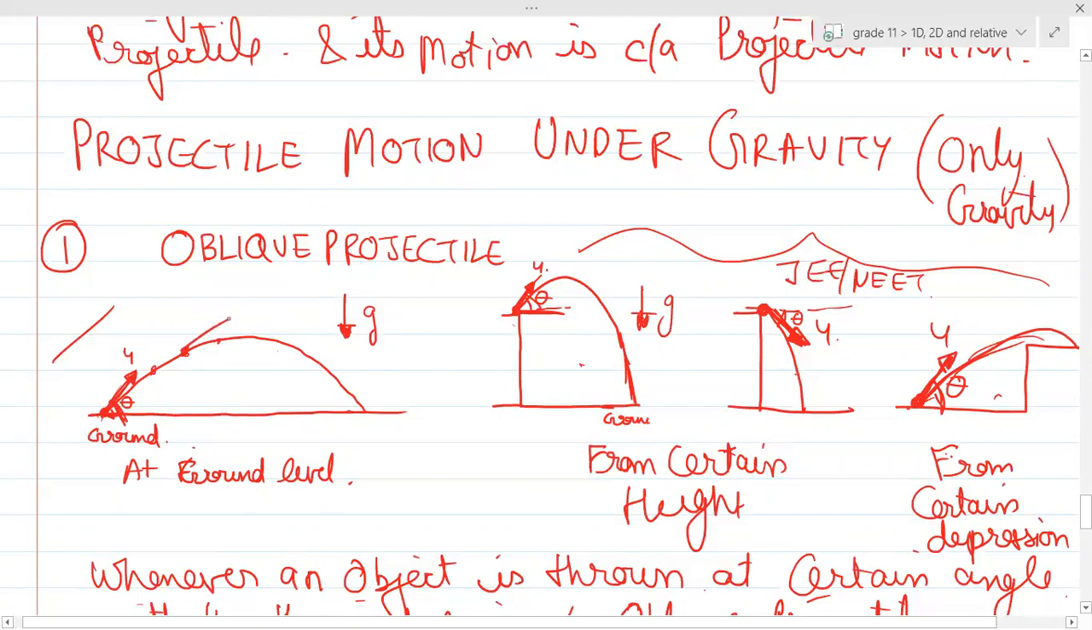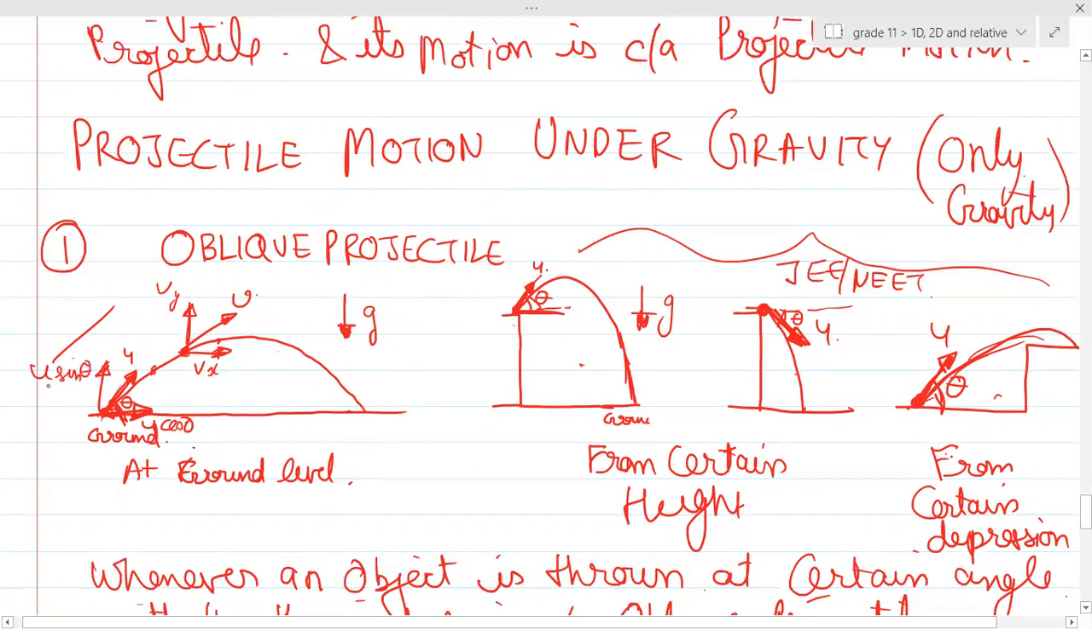If I draw the velocity vector at this point, I can break it into two components, Vx and Vy, right? Can you see Vy is in the direction of g, it is in the same dimension as g. They are in opposite directions, but both are acting along the vertical. Hence Vy and g are in the same dimension, whereas Vx and g are always perpendicular. Similarly, even at the starting point, this velocity is u cos theta and this velocity is u sin theta.